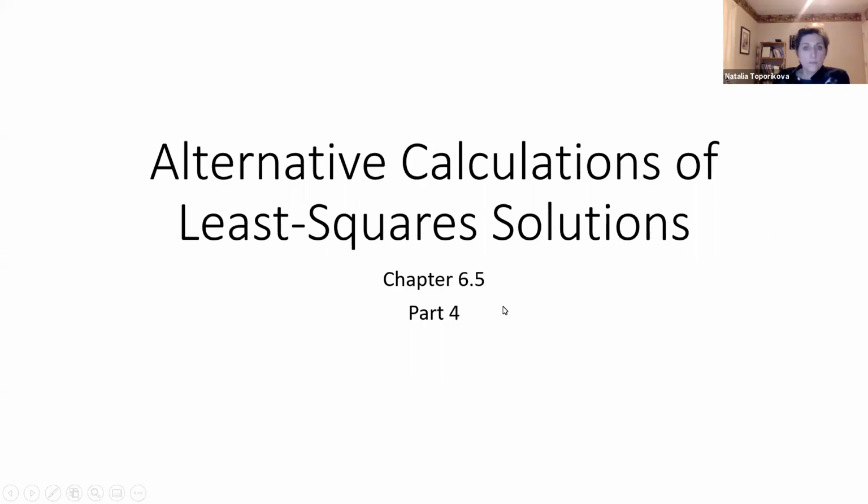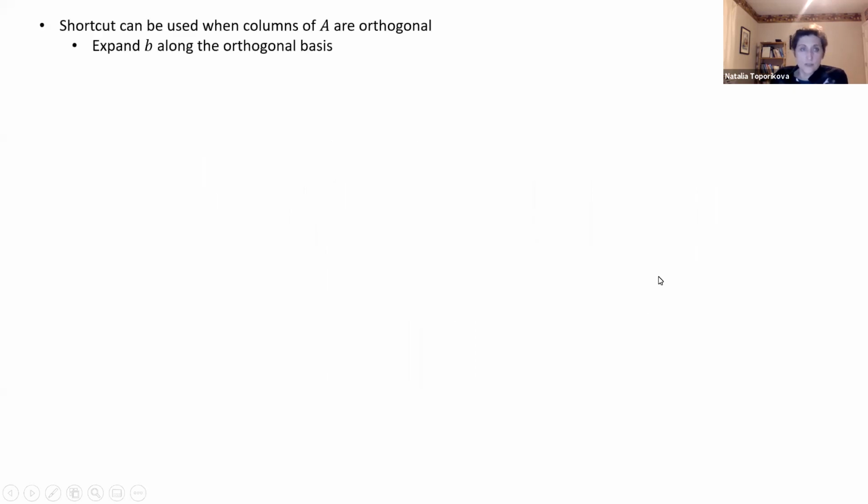Hello, this is the fourth part of chapter 6.5, and we will talk briefly about the alternative method for calculating least square solutions. This particular method is appropriate when our matrix A has columns which are orthogonal, which happens pretty often in real life. In this case, because they are orthogonal, we can just expand our right-hand side B along the basis given by the columns of A.